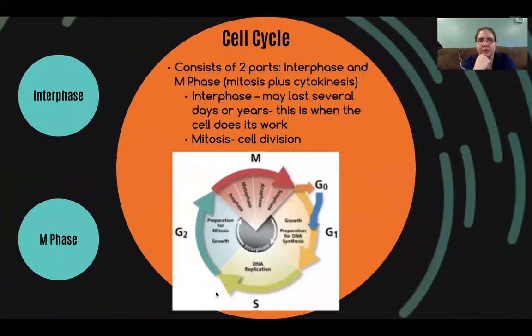All right, let's talk about the cell cycle. So there are two main parts. The first one is called interphase, and this is the part that the cell spends most of its time in. And then there is M phase. M phase is when it's going through division, also known as mitosis, and there's something else called cytokinesis that occurs at the end of mitosis. So interphase may last several days. For instance, if you are a skin cell, it might last several days. It could last years.